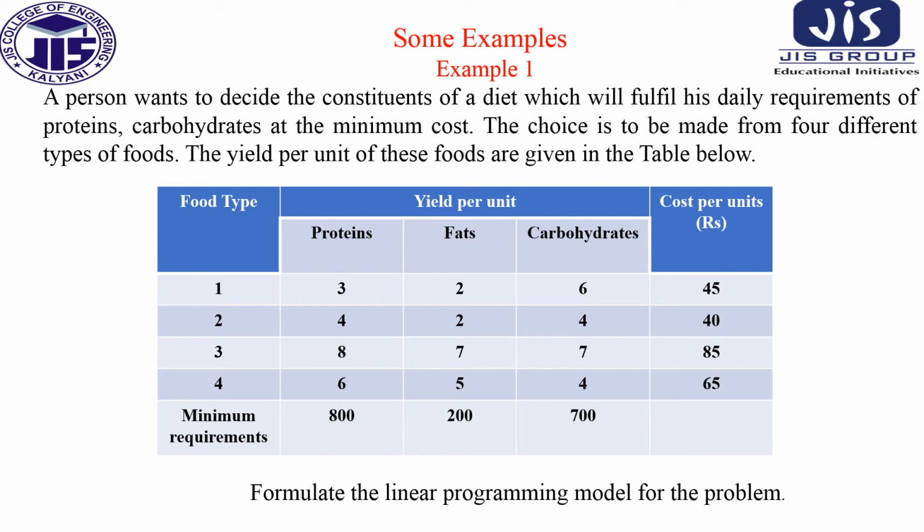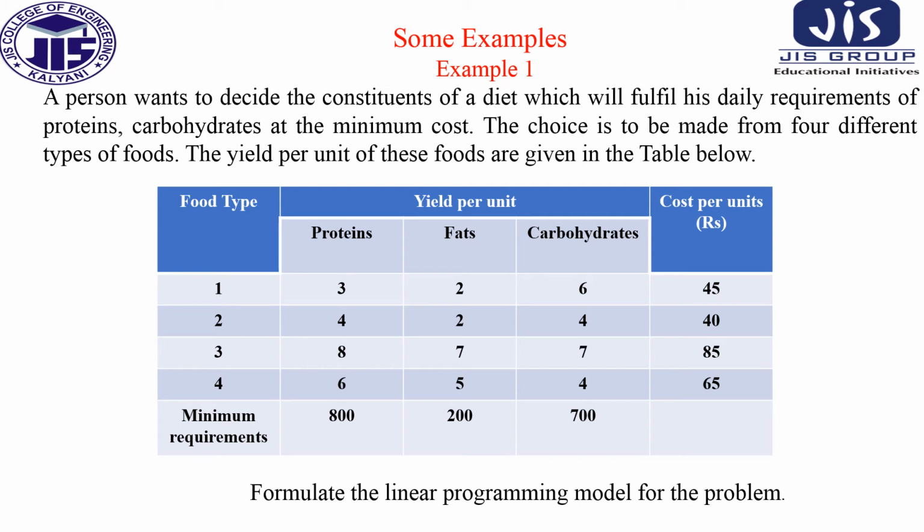Now today we will learn how we can formulate one LPP from one real world problem. So here we have taken one real world problem, one example. Suppose a person wants to decide the constituents of a diet which will fulfill his daily requirements of proteins, fats and carbohydrates at the minimum cost. The choice is to be made from 4 different types of foods. The yield per unit of these foods is given in the table below.